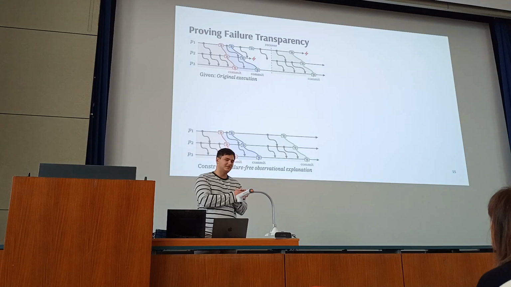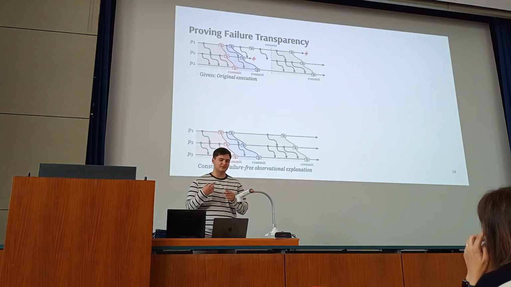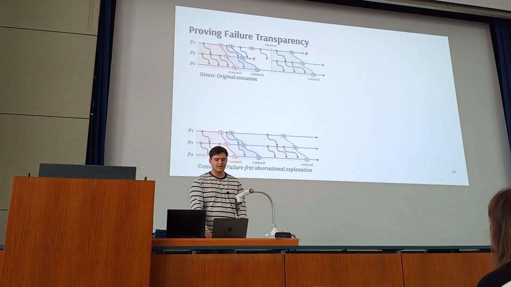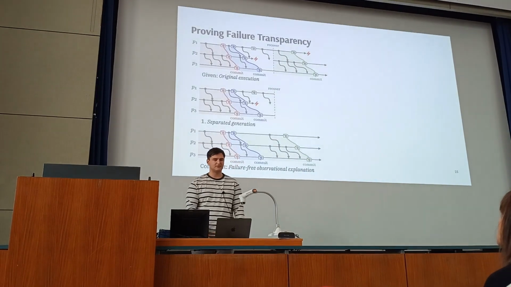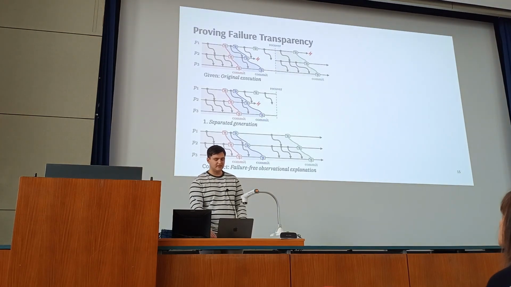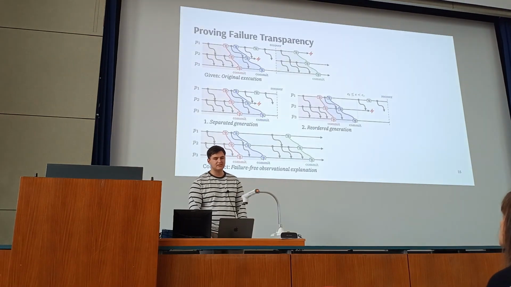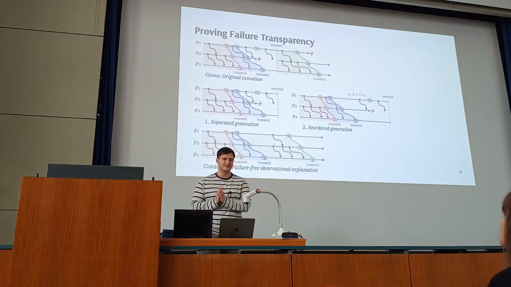...an observable explanation of the original one. So we should maintain a mapping of observations while we transform the original execution. And we do this in 3 steps. First of all, we split the original execution into what we call generations by the recovery steps. And then inside each of these generations, we reorder steps, preserving certain validity properties related to causality.